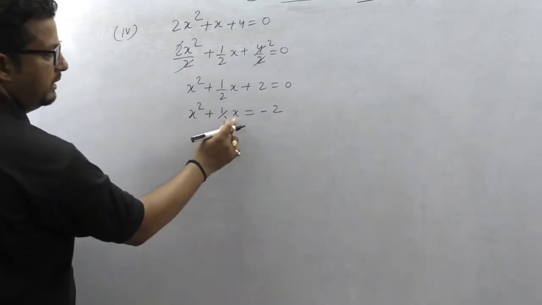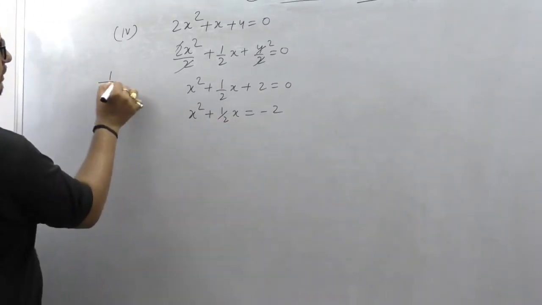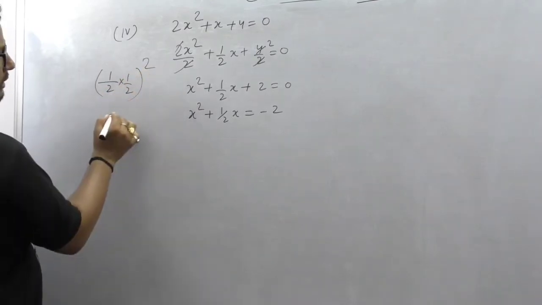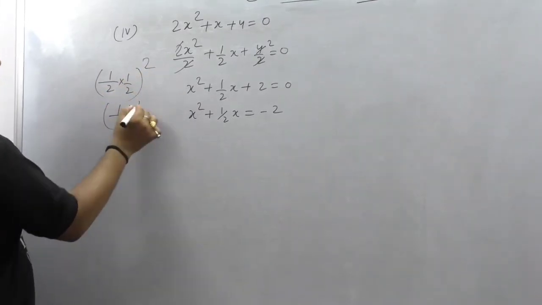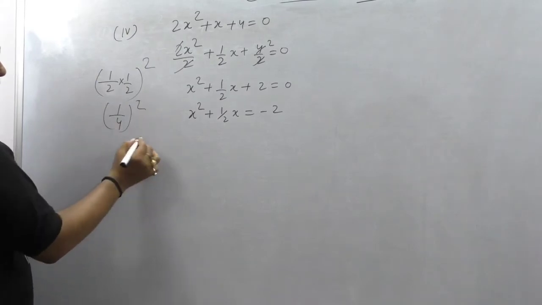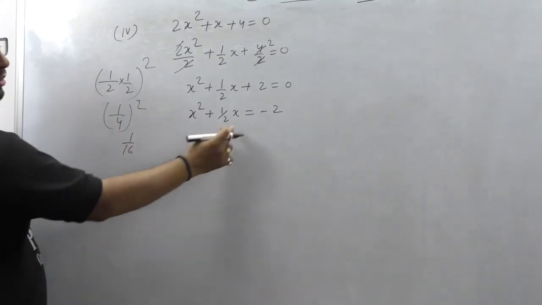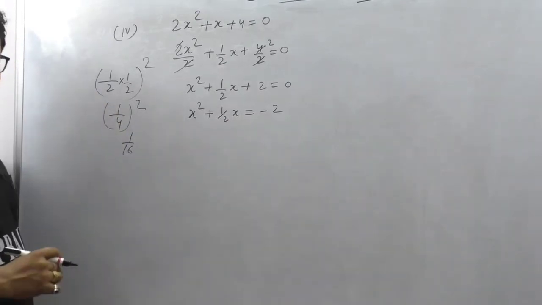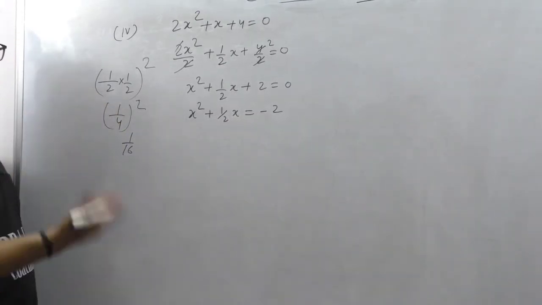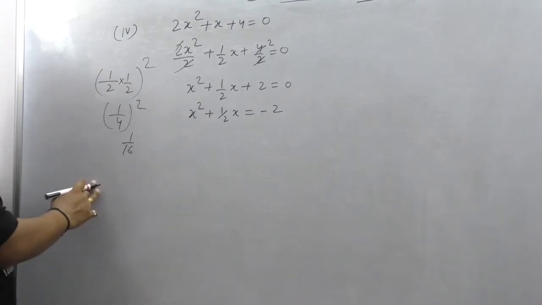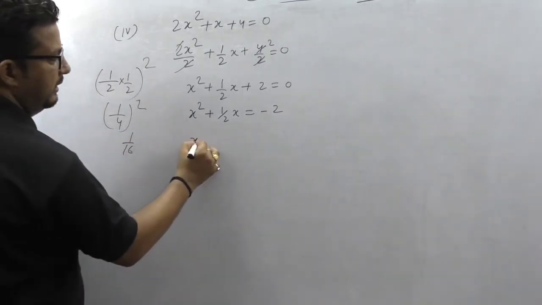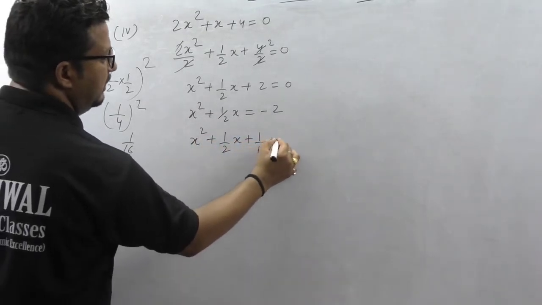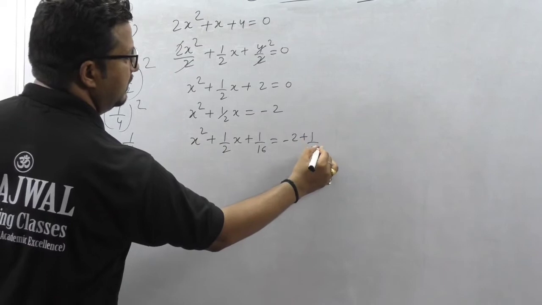Now we have to notice what is the term coming with x. It is 1 by 2. We have to divide by 2 and take the square. So it will be 1 by 4 whole square, and if we do the square of this it will be 1 upon 16. Whatever x term we have, 1 by 2, we have to divide it by 2, so it will become 1 by 4, and we have to square the 1 by 4, that is 1 by 16. And whatever value we get, we have to add it on both sides. We have to add 1 by 16 here and minus 2 plus 1 by 16 here.